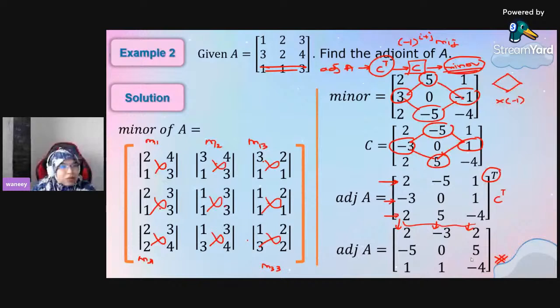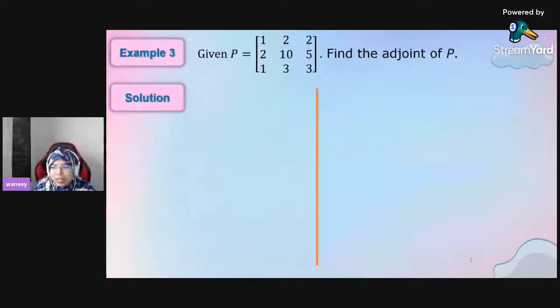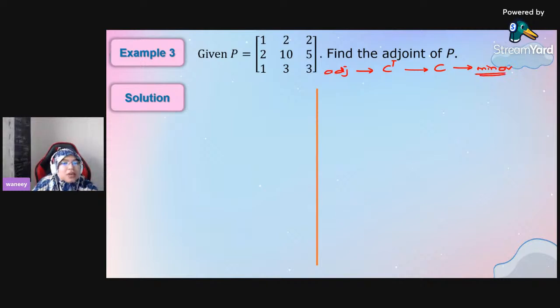For example, 3. Okay, so we have P. P is 1, 2, 2, 2, 10, 5, 1, 3, 3. Find the adjoint of P. So again, I repeat, adjoint. That means you have to know what is the cofactor transpose. So to get the cofactor transpose, I need the cofactor. To get the cofactor, I need the minor. Okay, so we are going to start with the minor.